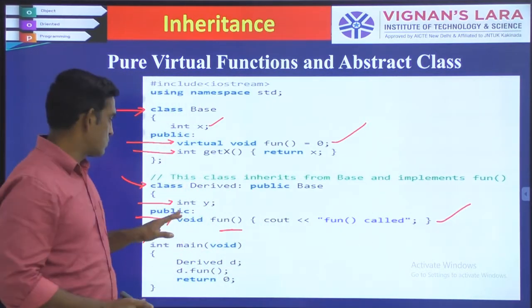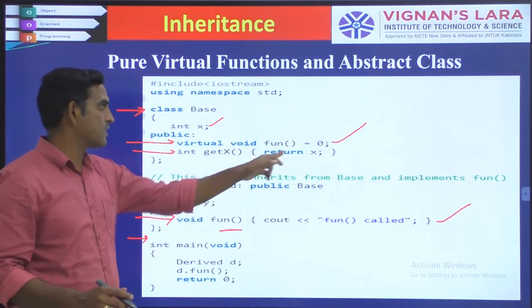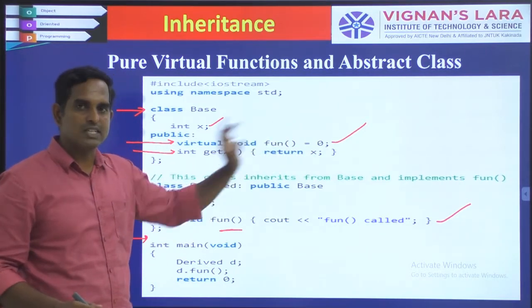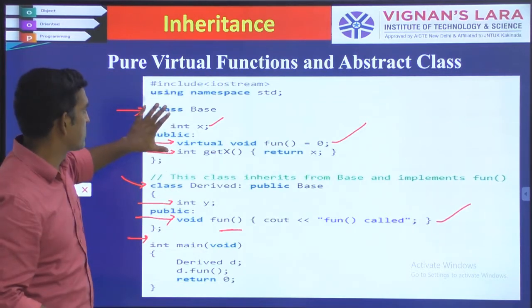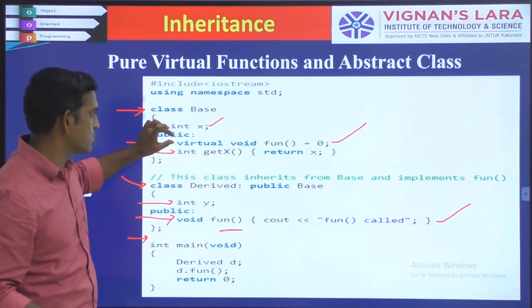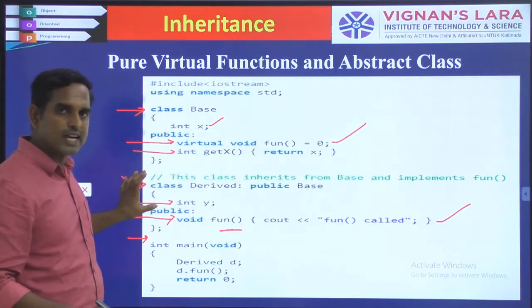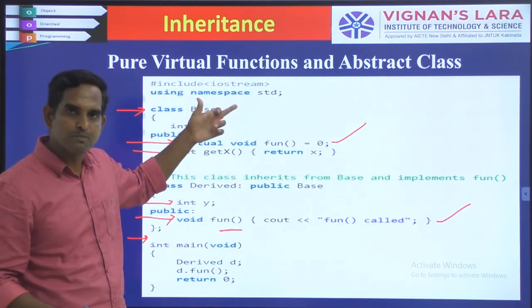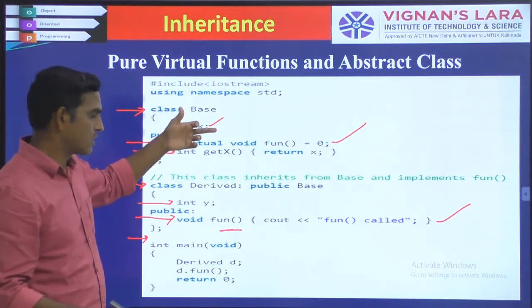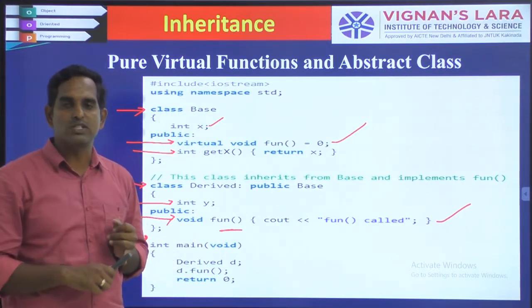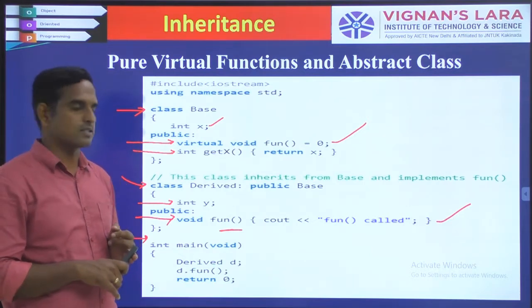As you know, you are not defining the function here, you are declaring the function here, and this is the definition part of this declaration. So this will become the abstract class, and this is the pure virtual function or the abstract function, and this is the derived class which defines the particular pure virtual function, and this is how you implement your pure virtual function and abstract classes.